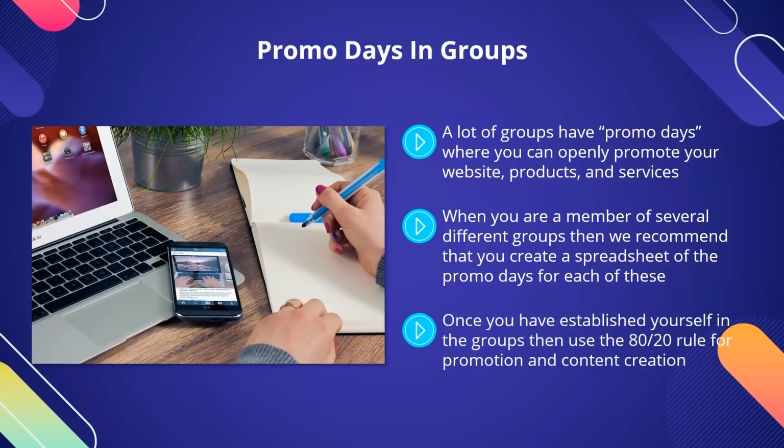Once you have established yourself in the groups, then use the 80-20 rule for promotion and content creation. You want to organize it so that you spend 80% of your time on promoting your content and 20% of your time on new content creation. This will help you to generate the freest traffic.